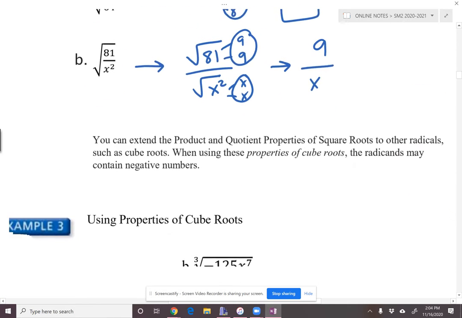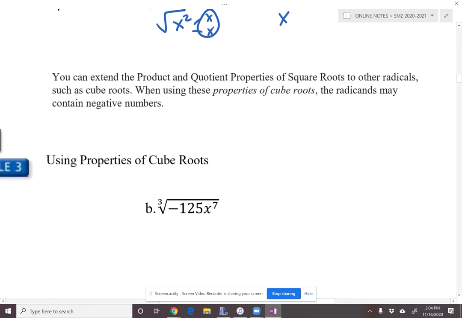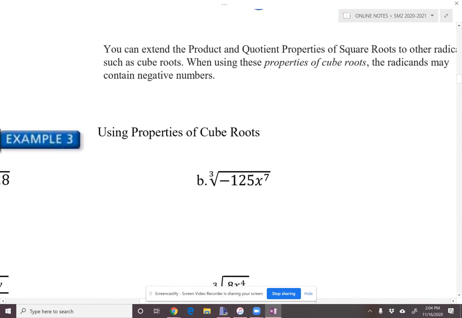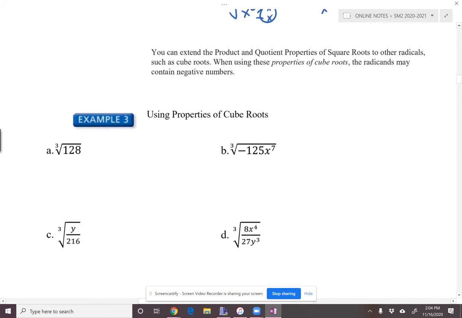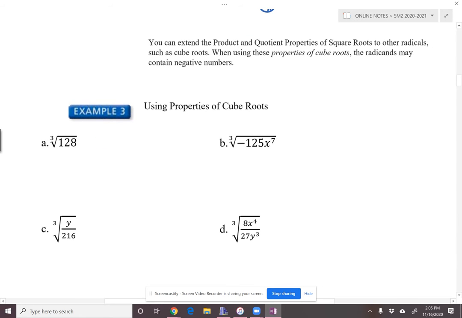Then we're going to continue. The cool thing about this is these properties work no matter what root size it is. So for example, we've got a couple of examples where these are cube roots. In cube roots, n equals 3. The only thing that's going to be different is instead of circling them in buddies, we're going to circle them in groups of 3.